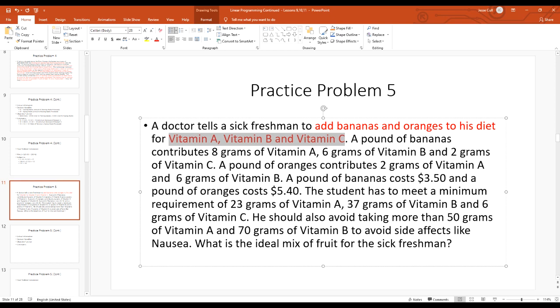A pound of bananas contributes 8 grams of vitamin A. So we know bananas is 8 grams of vitamin A, 6 grams of vitamin B, and 2 grams of vitamin C. A pound of oranges contributes 2 grams of vitamin A and 6 grams of vitamin B. Another key point: a pound of bananas costs $3.50, and a pound of oranges costs $5.40. Again, key information.